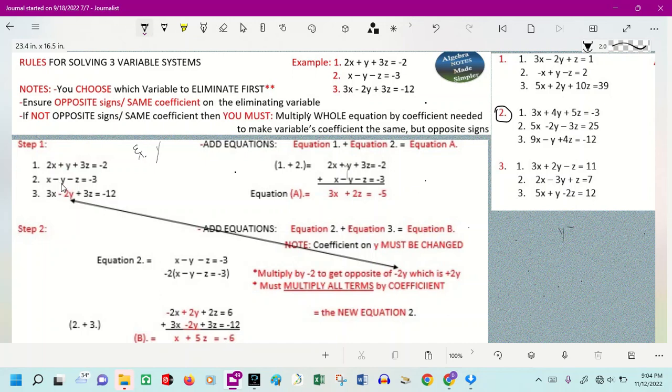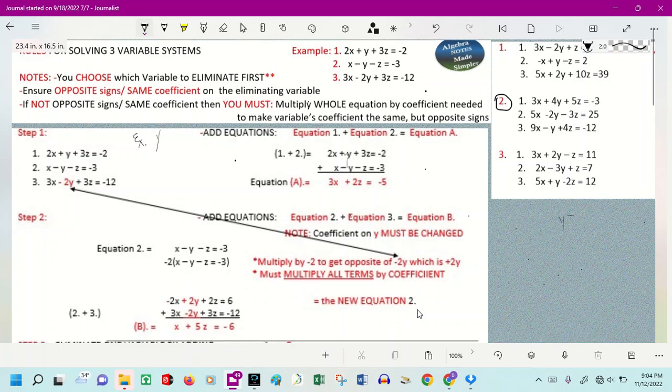We do not just multiply that term, but the whole equation. All the terms must be multiplied by the coefficient. Let's do that. Negative 2 times x is a negative 2x. Negative 2 times the negative y is the positive 2y that we needed. Negative 2 times the negative z is a positive 2z. Negative 2 times the negative 3 is the positive 6. That is what we needed. Okay, now this gives our new equation 2.